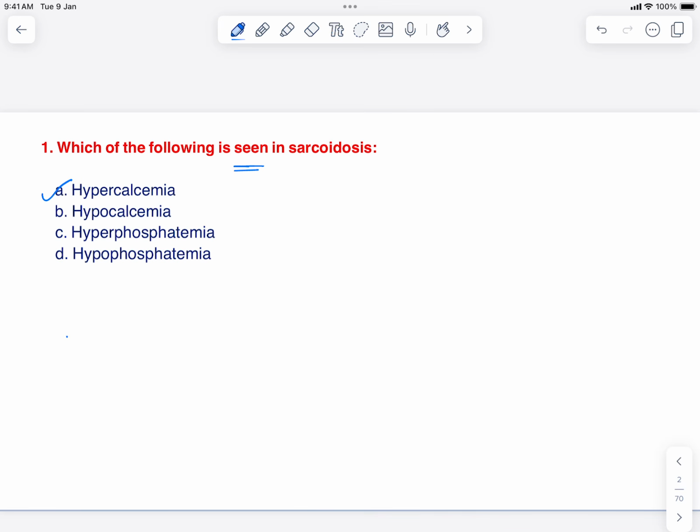And why is there hypercalcemia? That is because the non-caseating granulomas which are formed in sarcoidosis produce excess vitamin D, and this vitamin D increases calcium absorption across the intestine, causing hypercalcemia. So the answer is A. Next question.